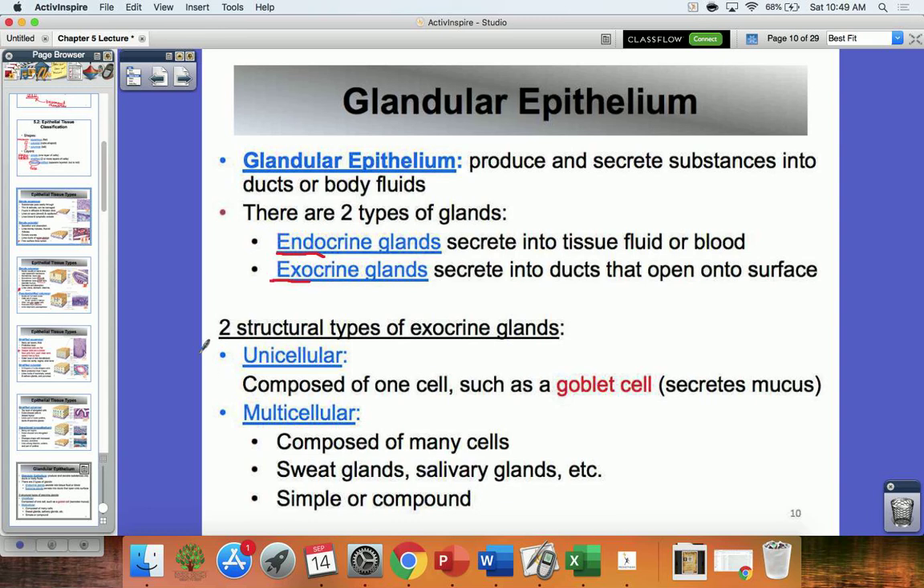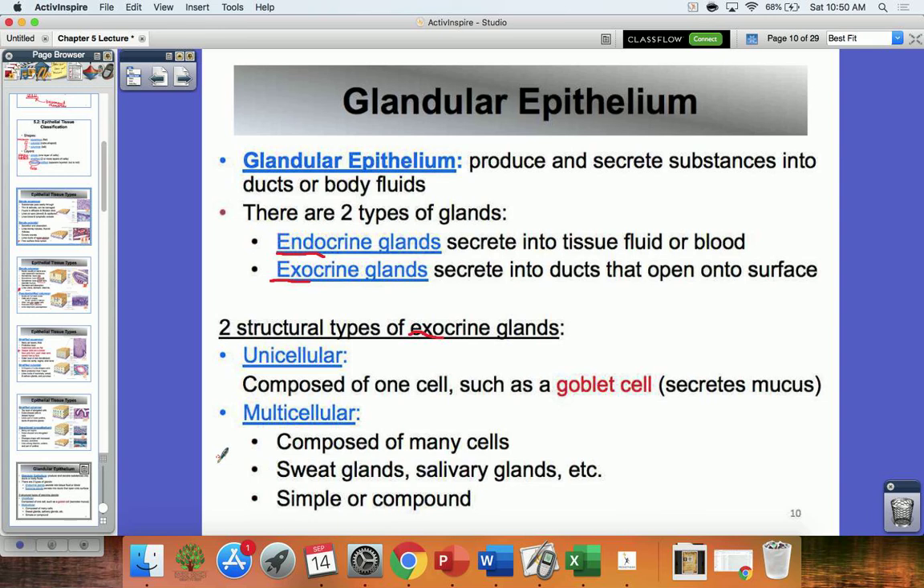And we also have two structural types of exocrine. That's unicellular and multicellular. It is what it sounds like. One cell, like the goblet cell, that has the mucus that's found within our pseudostratified columnar cells and simple columnar cells. We also have multicellular. It is what it sounds like, many cells. Also, again, these are the ones that are secreted, because it's exocrine, secreted outside the cell. We have our sweat glands, salivary glands.